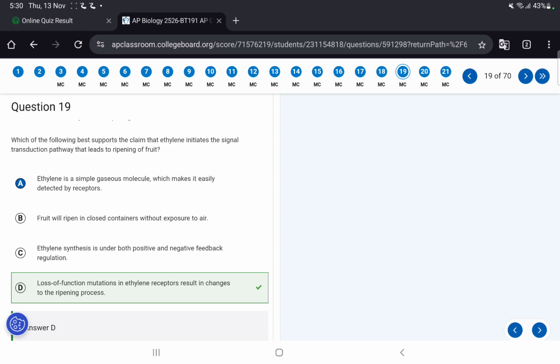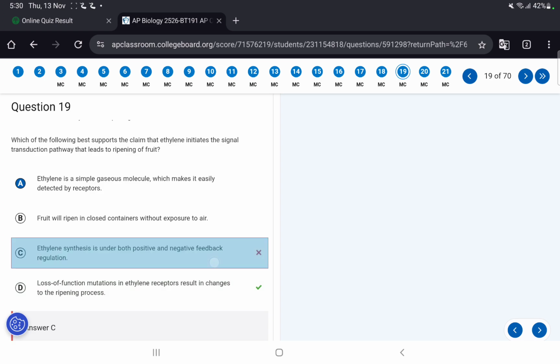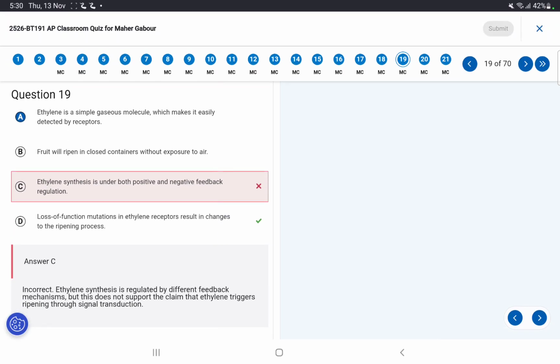Okay, let's go here and read the other options, see why they're wrong. Ethylene is a simple gaseous molecule which makes it easily detected by receptors. Obviously, that has nothing to do with anything. That doesn't mean that the ethylene is responsible for ripening. Fruit will ripen in closed containers without exposure to air. Okay, nice. How does that make ethylene responsible for it? That gives me nothing. Then ethylene synthesis is under both positive and negative feedback regulation. That has nothing to do with anything. Ethylene synthesis is regulated by different feedback mechanisms, but this does not support the claim that ethylene triggers ripening through signal transduction. It has nothing to do with it.